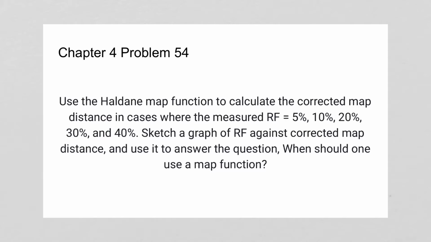The problem states, use the Haldane map function to calculate the corrected map distance in cases where the measured recombination frequencies are 5%, 10%, 20%, 30%, and 40%. Sketch a graph of recombination frequency against corrected map distance and use it to answer the question, when should one use a map function?